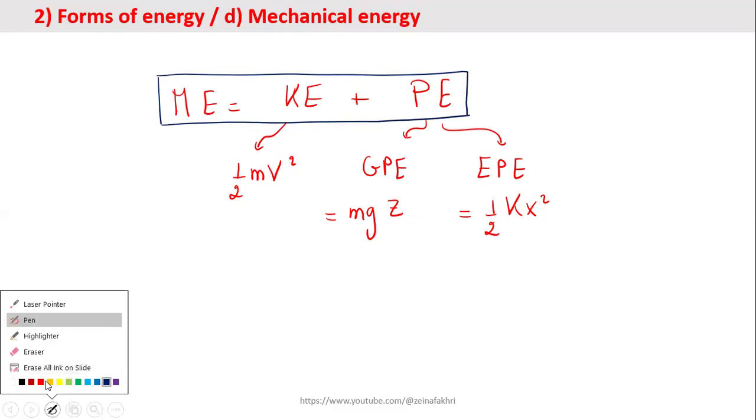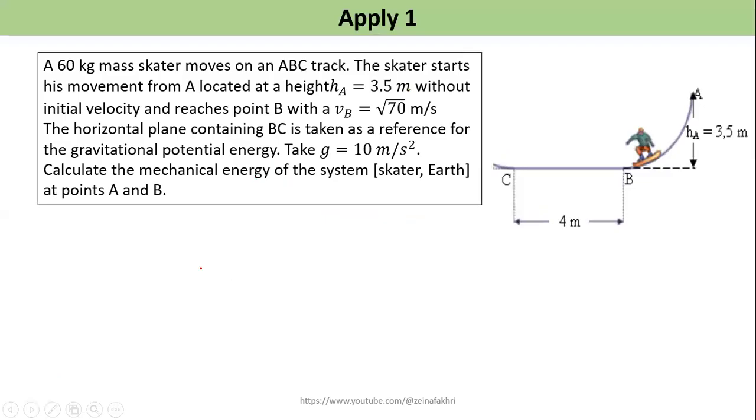Now, let's do a small application. A 60 kilogram mass skater moves on ABC. It starts its motion from A without initial velocity. So at the point A, the speed is equal to 0, whereas the height is equal to 3.5 meters. And it reaches the point B, where its speed VB is equal to radical 70 meters per second.